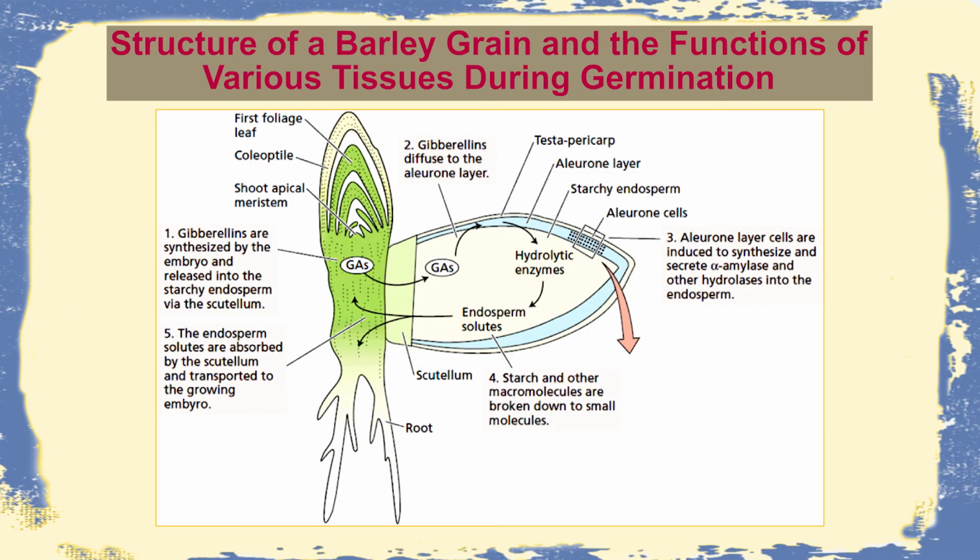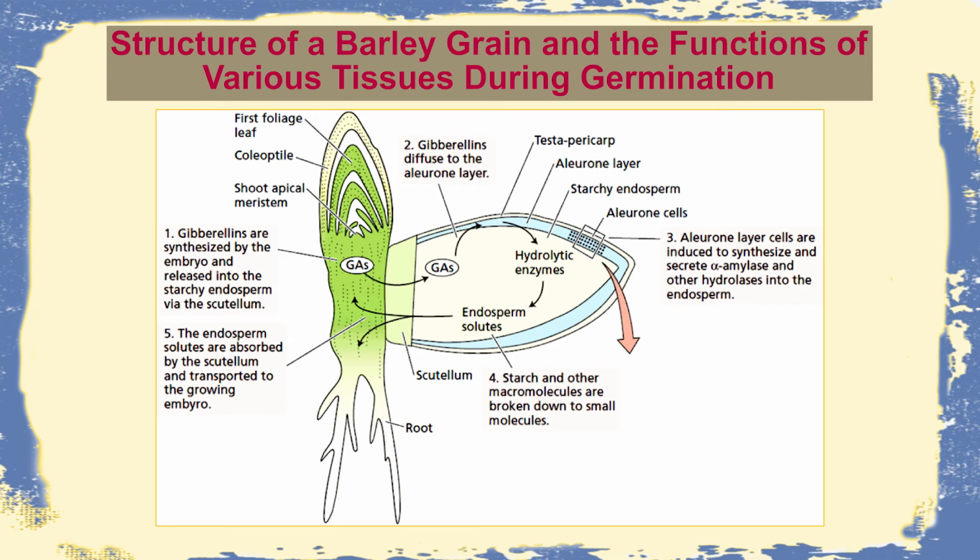Another very important physiological effect of gibberellin is promoting germination in seed. Here we see a cross-sectional view of a barley grain where gibberellins are produced in the embryo. From the embryo, it diffuses into the endosperm via the scutellum, and from the endosperm, it goes into the aleurone cells and enters the cells.